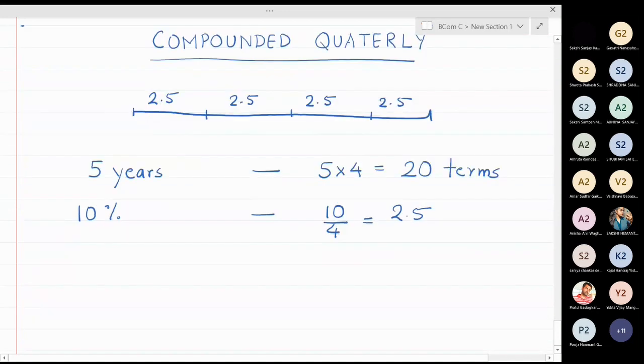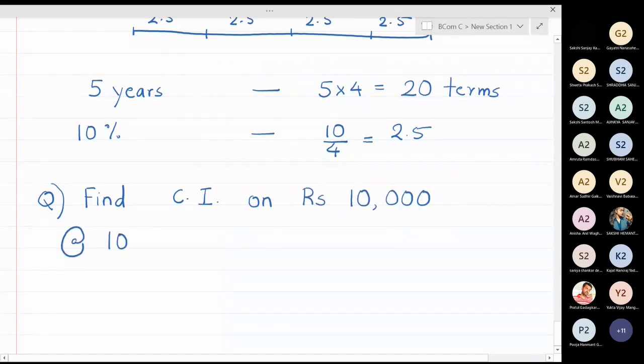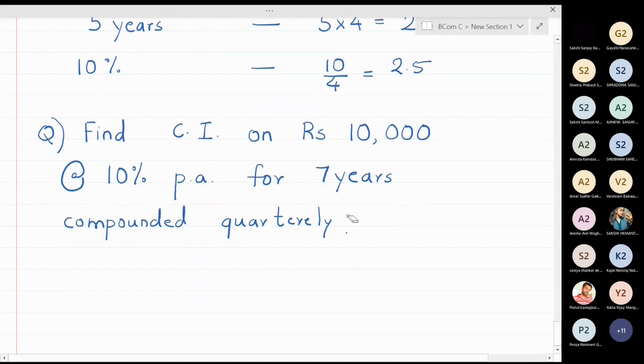Okay, so let us see one simple problem based on this. I will find the compound interest on rupees 10,000 at 10% per annum for 7 years compounded quarterly. Okay, you have to read the question properly. Compounded quarterly. So how am I going to solve this problem now?